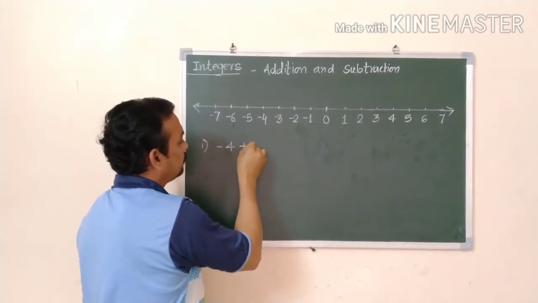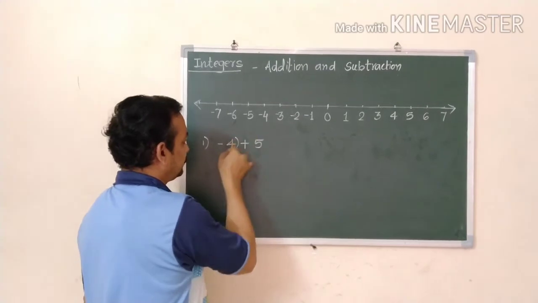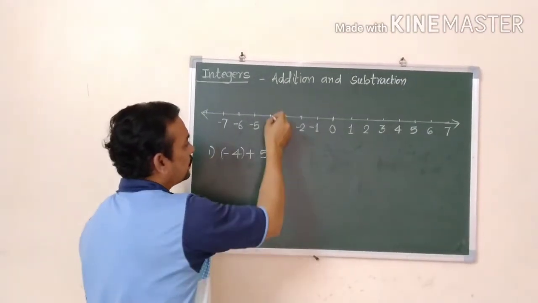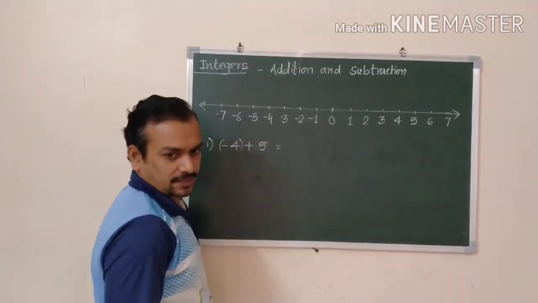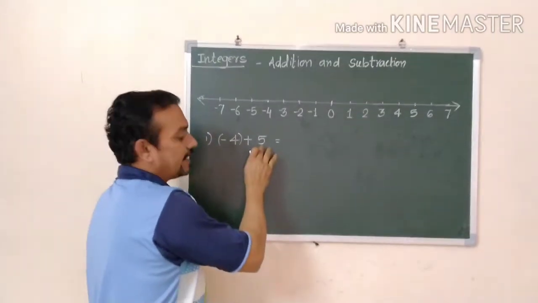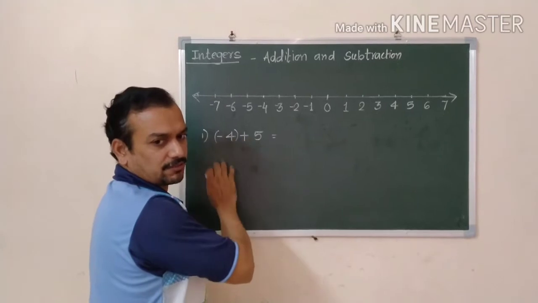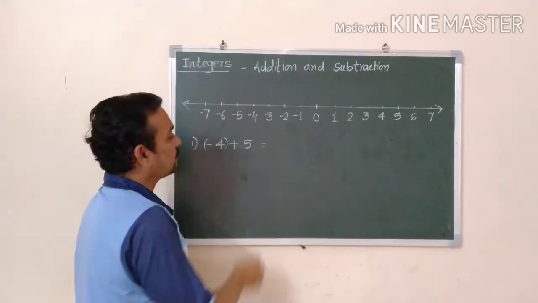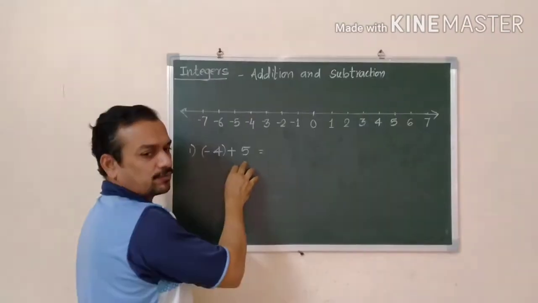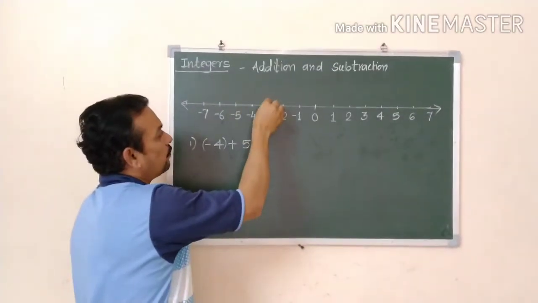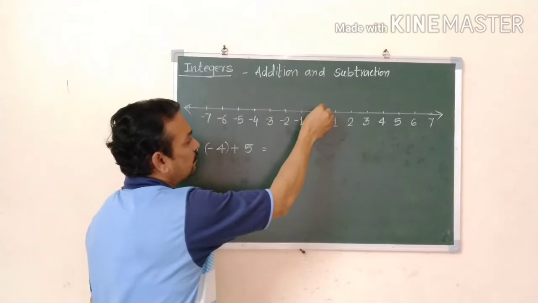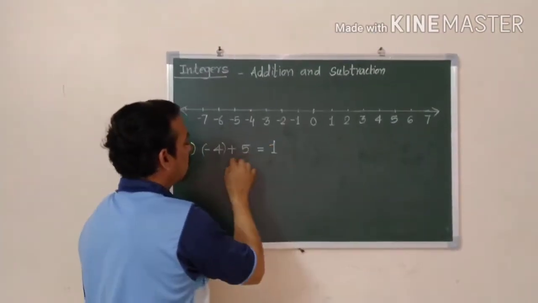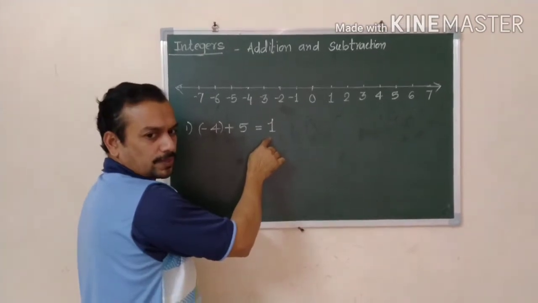-4 plus 5. Where is -4? Look at here. Here is -4. Plus 5. We add a positive number to the given one. That means we move forward 5 units from -4. That means 1, 2, 3, 4 and 5. We get 1. That means -4 plus 5 is equal to 1.